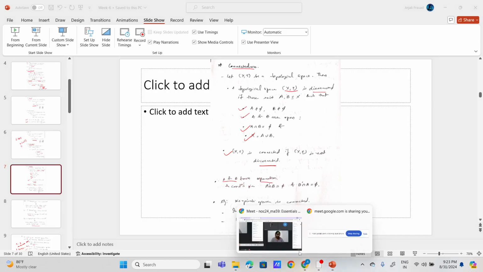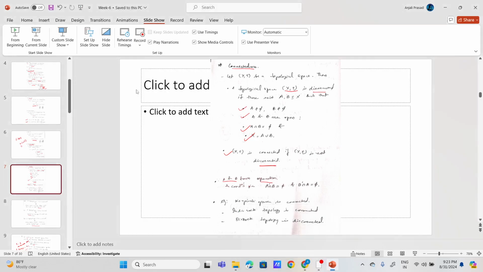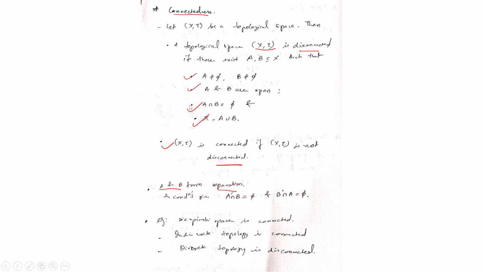And can we discuss the product of two connected spaces? Product of two connected spaces, what will it be? As you told, connected. It will be connected, right. Yes, ma'am. It is proven that if you take an arbitrary product of connected spaces, it is again connected.